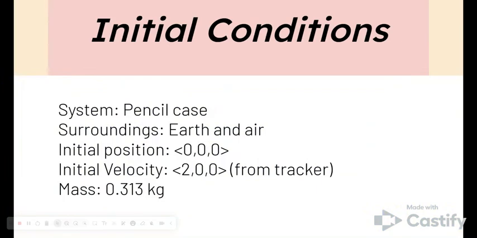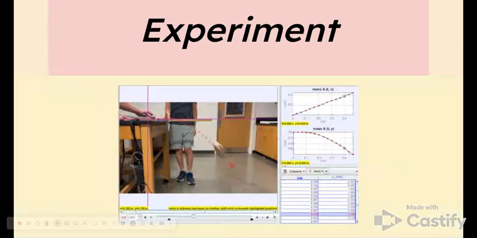So for the lab, I used a pencil case and I set that as my system. The surroundings, of course, are the earth and air, which are not important for the computational model, but are important for the real values in real life. The initial position I set as 0, 0, 0, and the velocity I set as 2, 0, 0, and I got that from Tracker. And then I weighed the pencil case, and it weighed 0.313 kilograms. So here's the experiment and the video that I uploaded to Tracker.